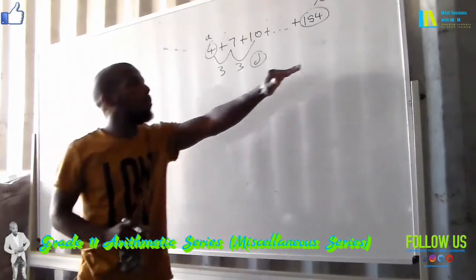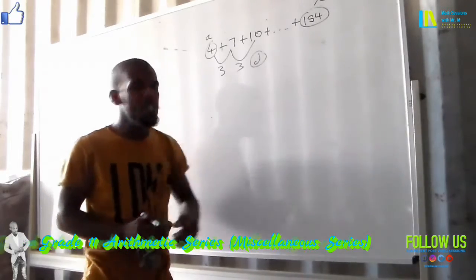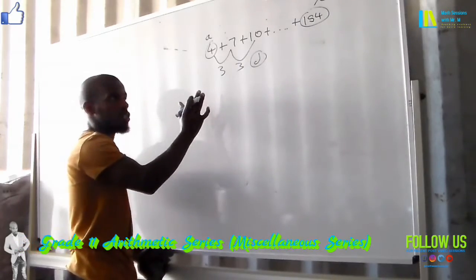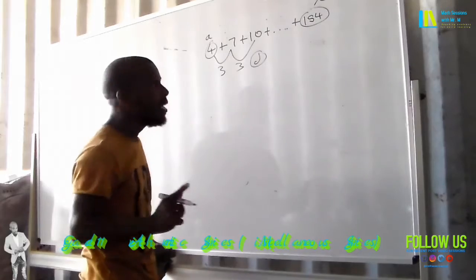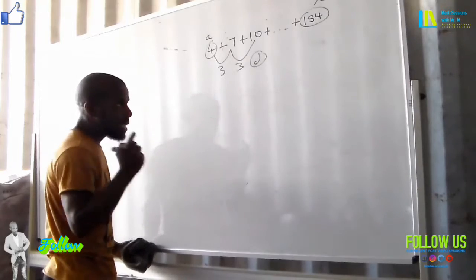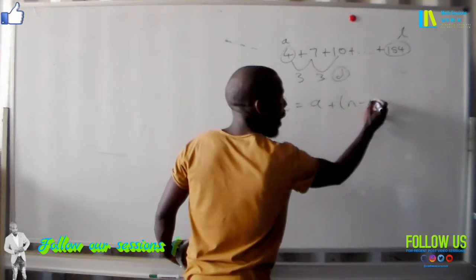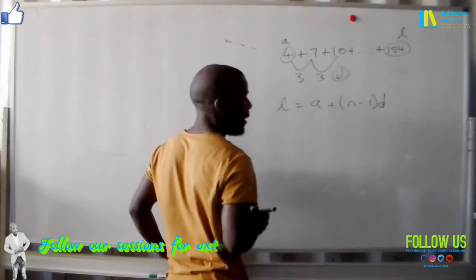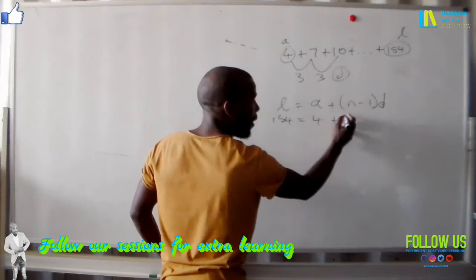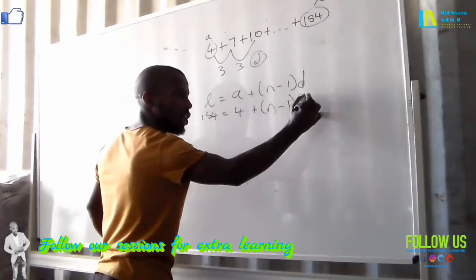Now to find the sum of this series, you must know how many numbers are in this series. So you basically need to calculate first the numbers that are involved in this series. So basically you must find the value of n. Now you need to use the formula for the last term of an arithmetic progression: L is equal to A plus (n minus 1) D. Right there, L is 154, first term A is 4 plus n, the number of terms, which is the one that you want to discover, n minus 1. The difference is 3.